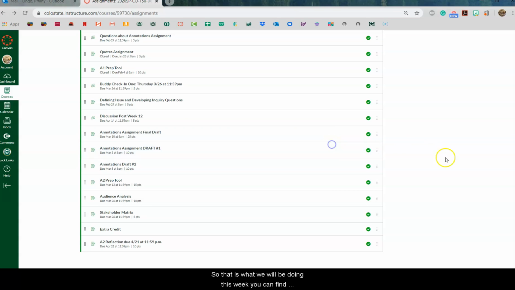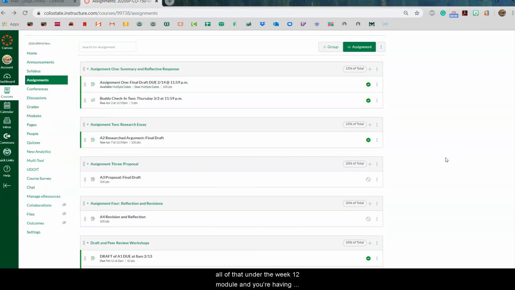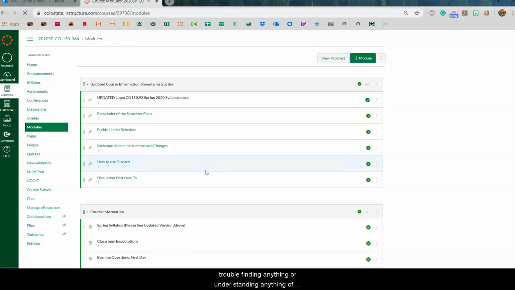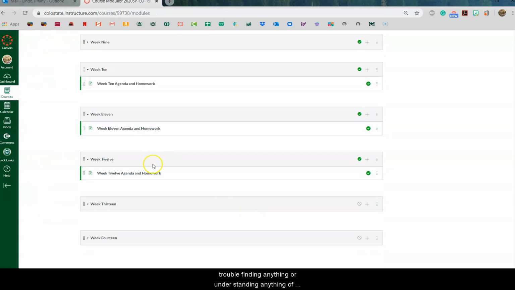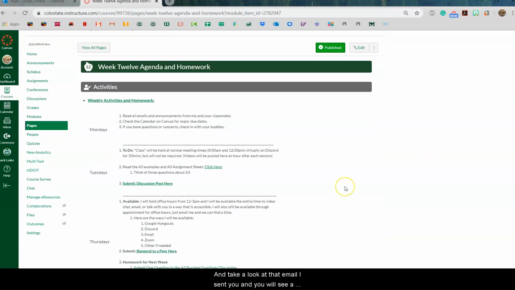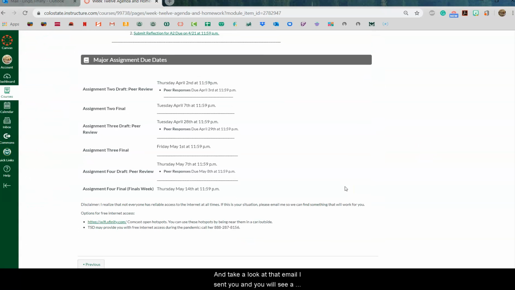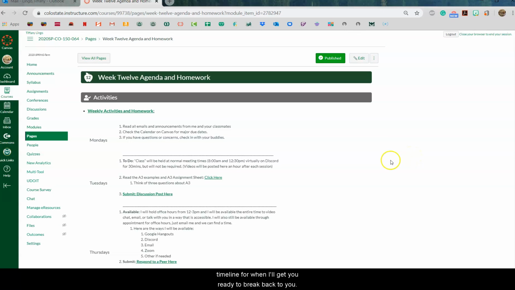Okay, so that is what we will be doing this week. You can find all of that under the week 12 module. If you're having trouble finding anything or understanding anything, of course, check in with your buddies or email me. And take a look at that email I sent you, and you will see a timeline for when I'll get your A2 grades back to you.